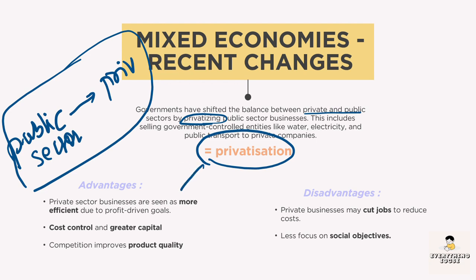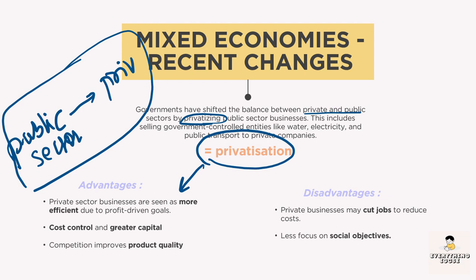Okay. The advantages of privatization is the fact that private sector businesses are seen as more efficient due to the profit driven goals. So, private businesses, as we've learned before, obviously want more profit. So, that's what motivates them. Okay. Next, cost control and greater capital. So, private businesses may have more money to invest in capital, which will help the business to thrive. Plus, they're going to look at how they can control cost and spend their money in a more efficient way. Okay, and lastly, the competition improves product quality.